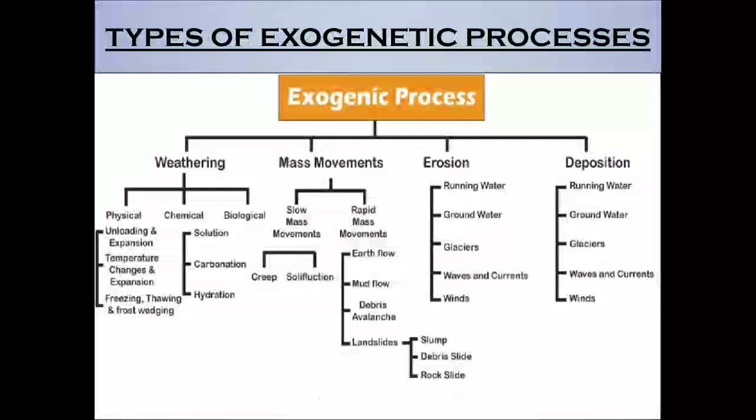Students, here you can see types of exogenetic processes. In the last lesson also we studied about this. Exogenetic processes is also called exogenic processes. In the last lesson, that is in lesson number 3, exogenetic processes part 1st, we studied about the two types of exogenetic processes, that is weathering and mass movement, and also about their subtypes. Now in this lesson we are going to study about the other two types, that is erosion and deposition. You can see this diagram to understand better.